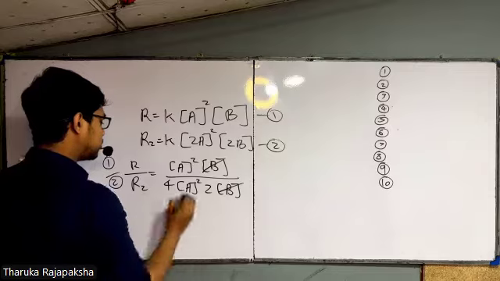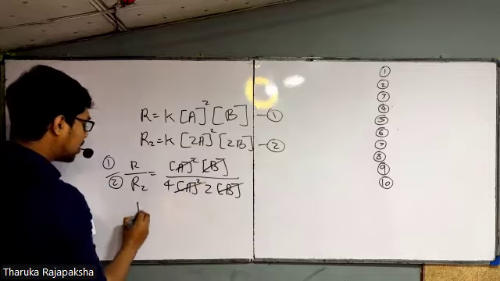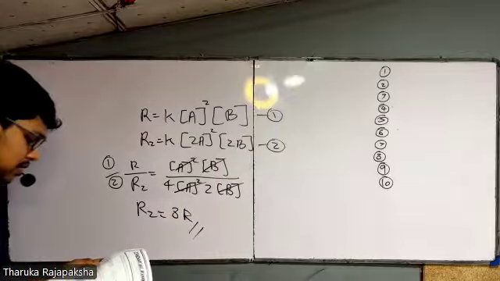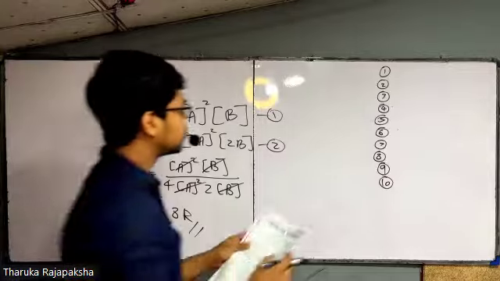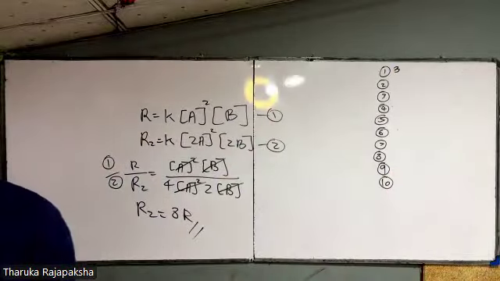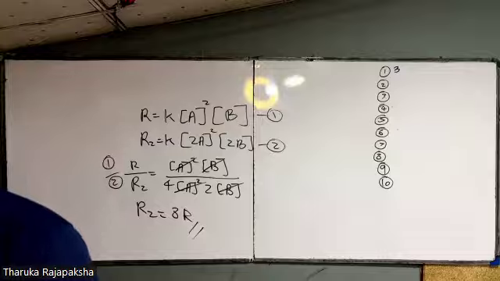This one cancels off, this one cancels off. So therefore R2 will be equal to 8 times R. So that is answer number 3. This is 2000 A level question number 14. Answer number 3. Write it down quickly.